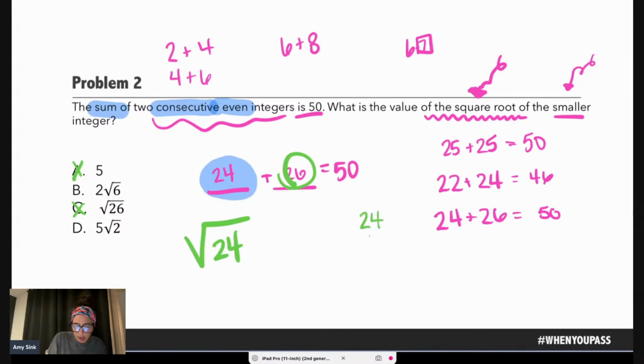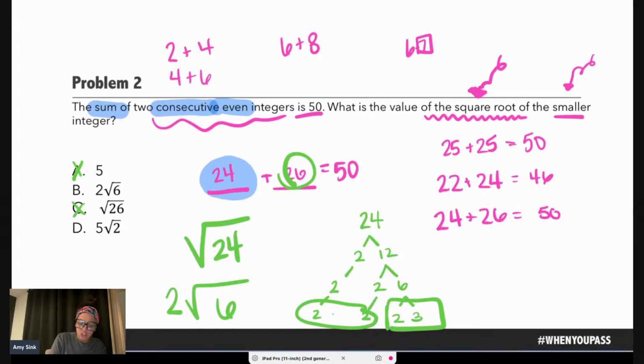So 24, I can split into 2 times 12. I'm just going to bring that 2 down. 12 is the same thing as 2 times 6. I'm going to bring all of those 2's down, and 6 is the same thing as 2 times 3. When I do a factor tree and I'm trying to figure out the square root, I'm looking for pairs. When I find a pair, I can pull 1 out. So this means that I can pull 2 out, and I'm left with 2 times 3, which is 6 in the middle. So the value of the square root of the smaller integer is 2 square roots of 6.